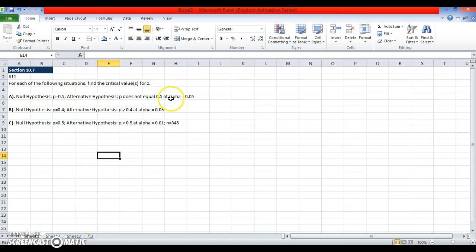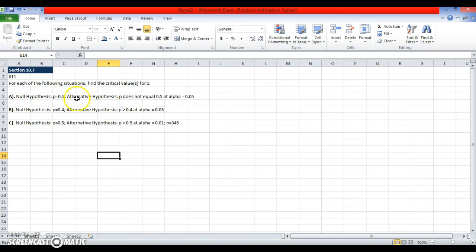Alpha, or the confidence interval, is 0.05. Now what does that mean? When alpha is 0.05, the confidence level for this hypothesis is 95%. And a 99% confidence level, as you would think, gives an alpha of 0.01. So basically, alpha is 1 minus the confidence level.